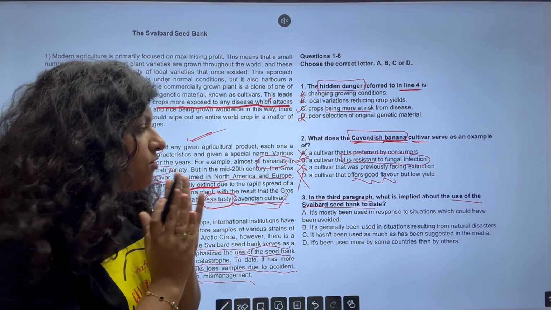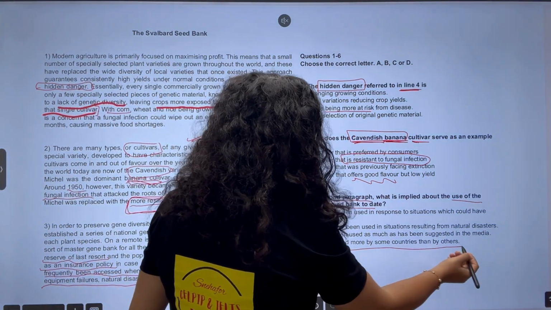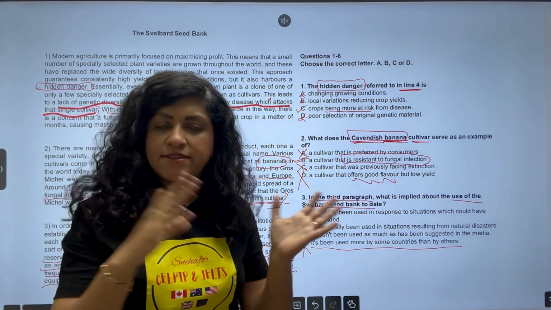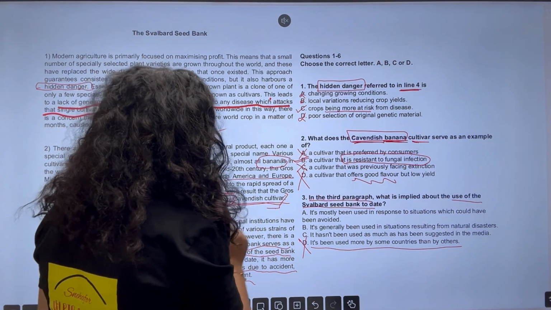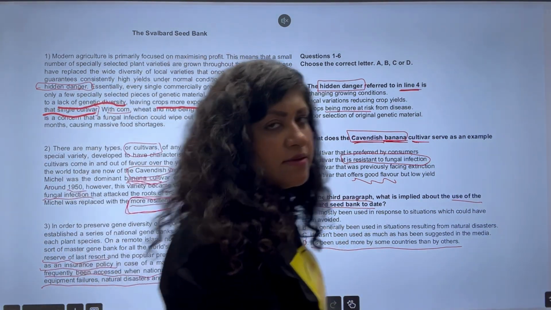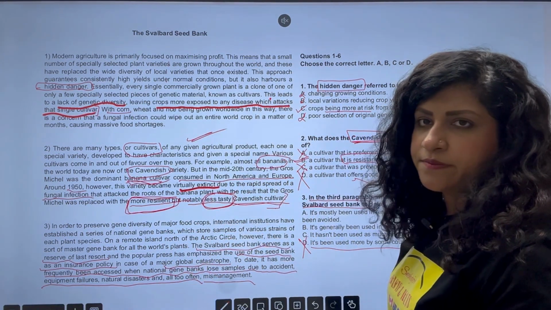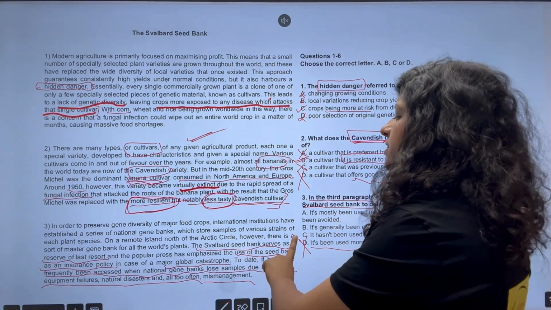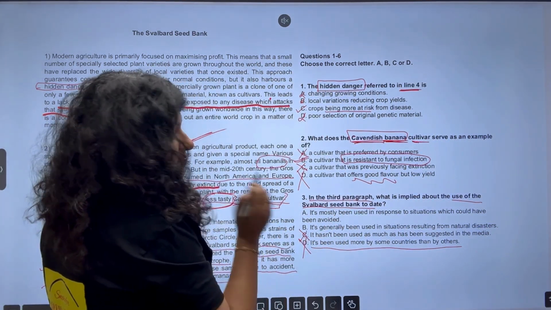Now, if you apply the technique of elimination that I was talking about again, this paragraph does not at all say that it's been used by some countries more as compared to other countries. This cannot be my answer. Similarly, option number C, it has not been used as much as has been suggested in the media. Does the media say that it has been used more as compared to what the reality is? Definitely not. Nothing in this paragraph confirms this. This cannot be my answer.